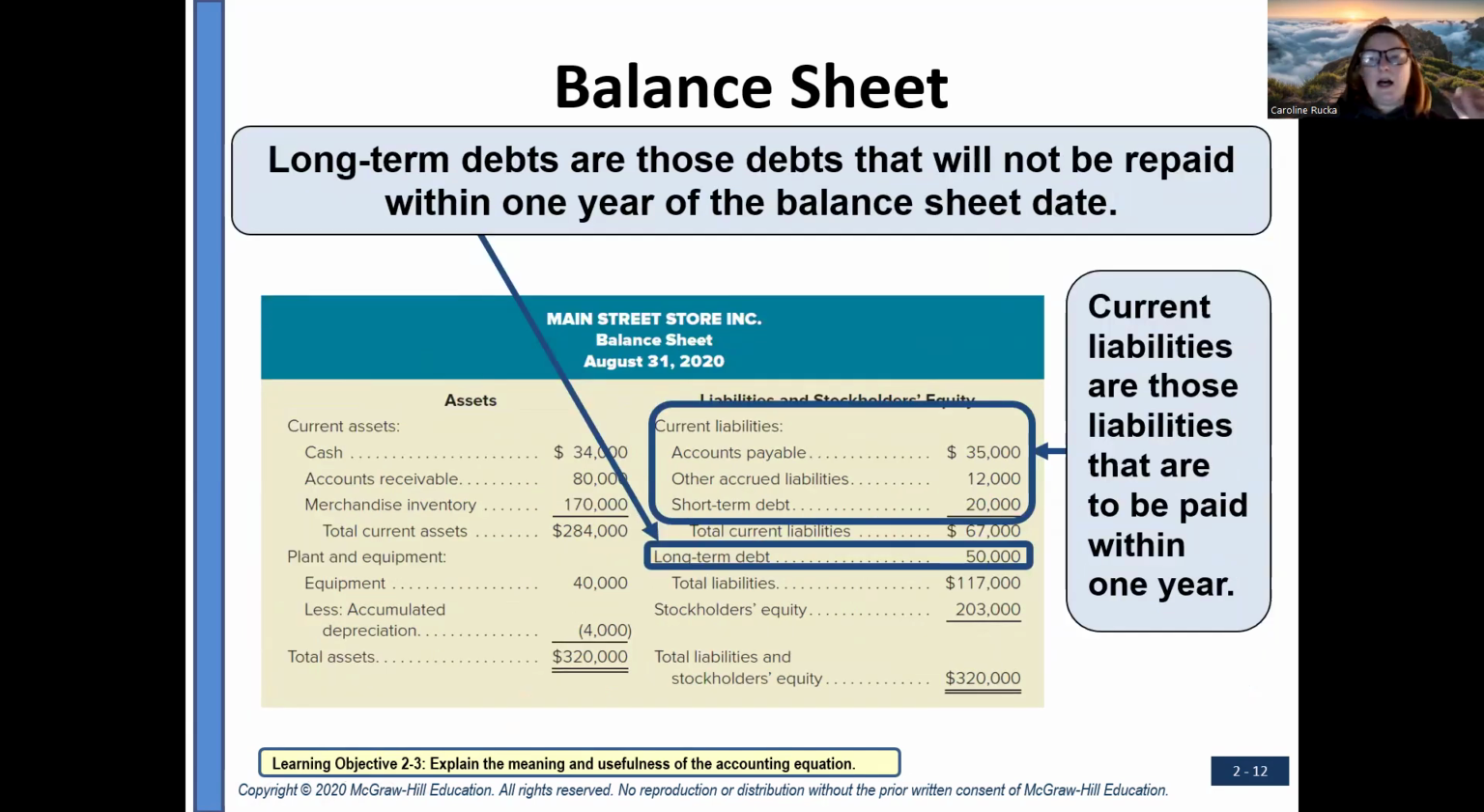Okay, and then liabilities are listed in the order of how soon they're going to come due.